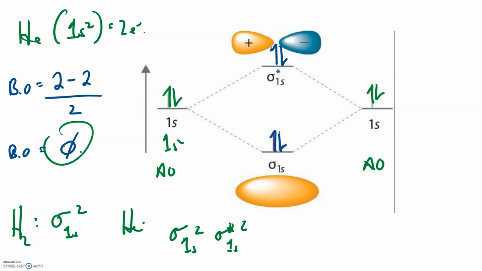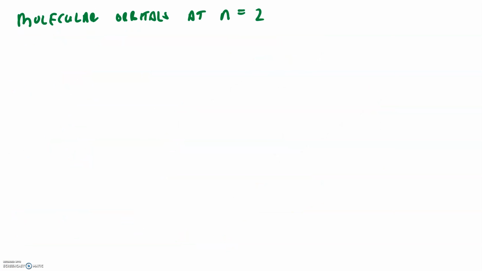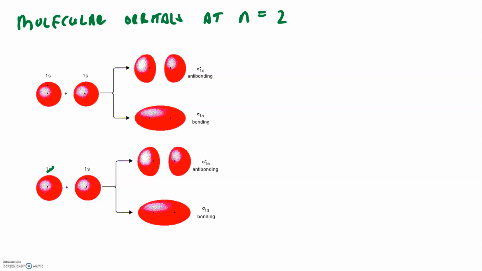All right, it's time to go big. Now, if we just stayed at energy level 1, things would be much easier, but unfortunately, we're not. We're going up to energy level n equals 2. And so here's how this one works. We know that s orbitals do this bonding and anti-bonding thing. And so it stands to reason that the 2s orbitals act the same way, where they can form a sigma 2s bonding and a sigma star 2s anti-bonding orbital.